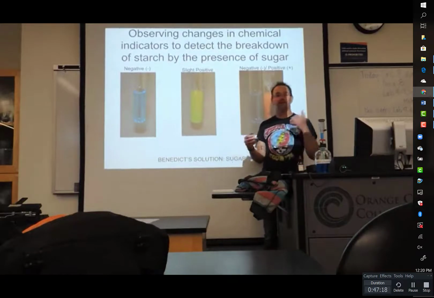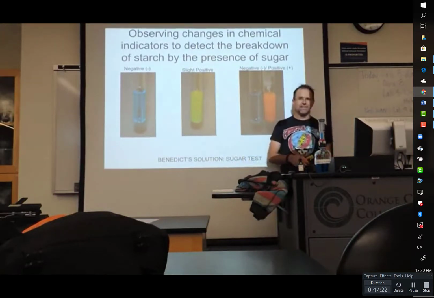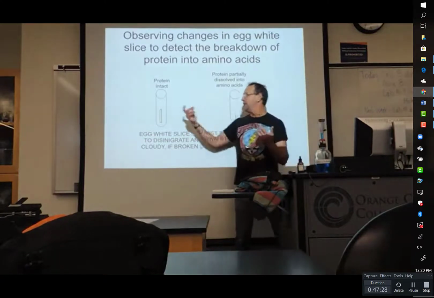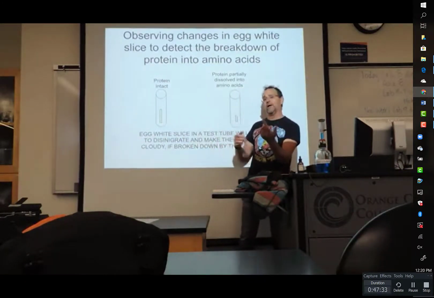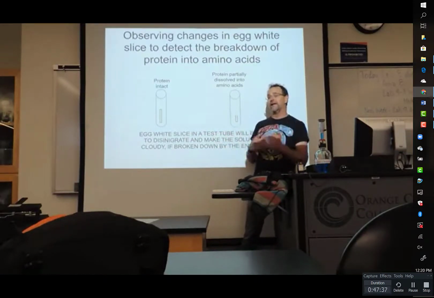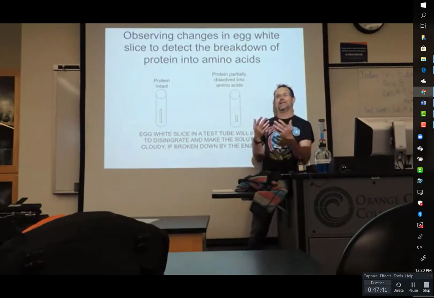So we're going to look for those color changes once we boil those up. And then the third test, the protein test, this one's a little bit more difficult to interpret. Remember, we started by putting a piece of egg white into the test tube. We put in either deionized water, pepsin at a pH 2, or pepsin at a pH 6. And what we're going to look for there is some cloudiness to the water.